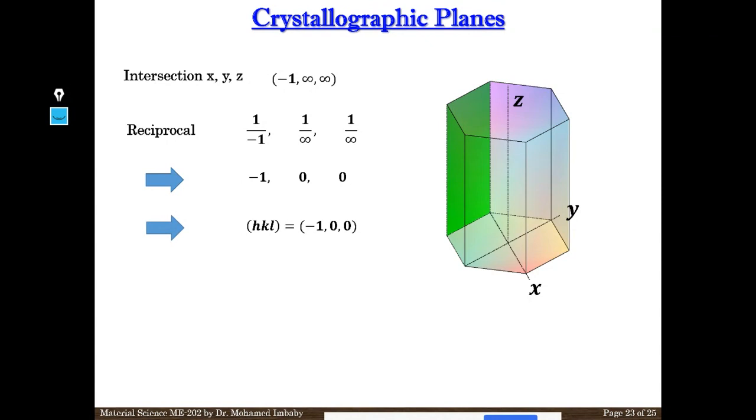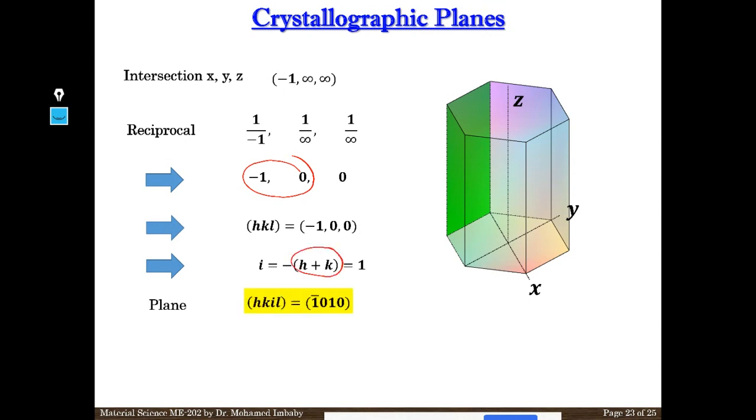How to find the fourth axis? Minus the summation of these two. You get minus h and k, so it's 1. You can write the plane in that way. This is the standard way. This is called the standard way to write a plane in hexagonal shape. It will be written in that way.